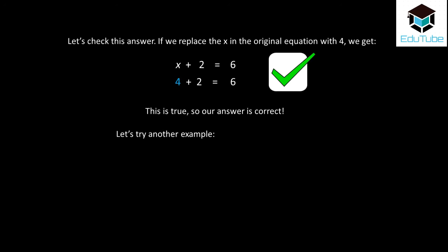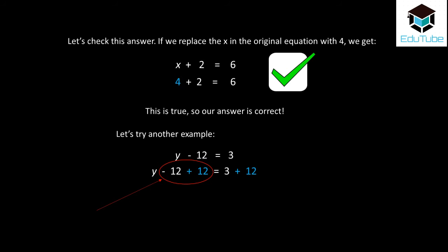Let's try another example. This time, I'm using Y instead of X. Remember, I said at the beginning that you can use any letter in place of the block. The meaning remains the same. Again, we want to get the Y to one side of the equation, with the numbers on the other side. To do this, we add 12 to both sides.